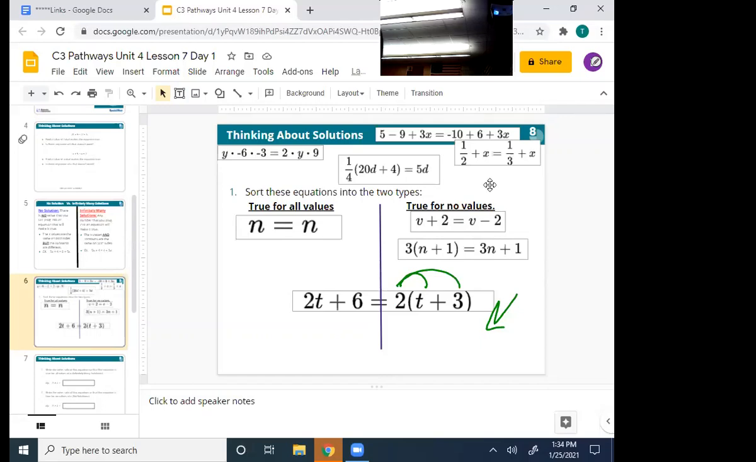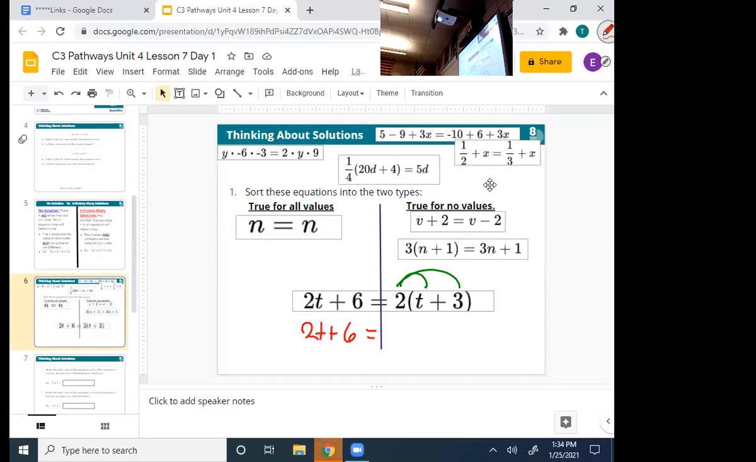Okay, once you distribute, let me know how many solutions it's going to have. Okay, so I need to distribute here. I'm looking at this guy here. I'm going to multiply here. Billy, do you mind unmuting? And can you help me distribute this guy? What is it going to distribute to over here? So it's going to be 2t plus 6 is equal to, what do we think, Billy? Billy.